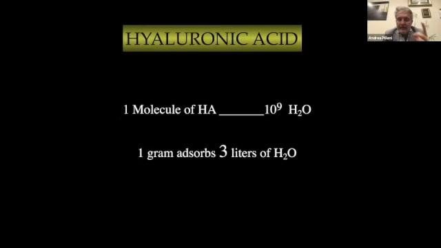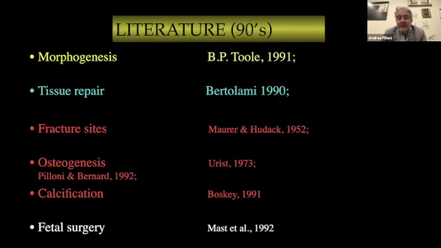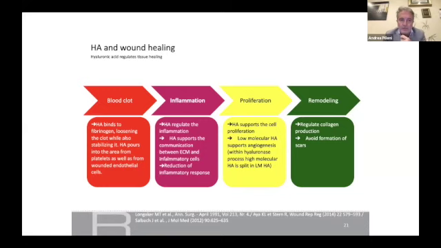1 gram of HA absorbs 3 liters of water. So it seems to be there in tissues that require fluids, not only water, but fluids and cells to move, like a big empty sponge that enables tissues to grow. At that time when I arrived at UCLA, HA was already involved in morphogenesis, tissue repair, fracture sites, osteogenesis, calcification, and last but not least, fetal surgery, as we talked about before.